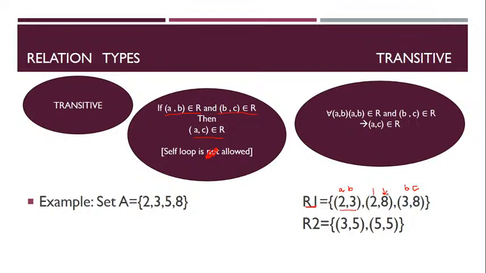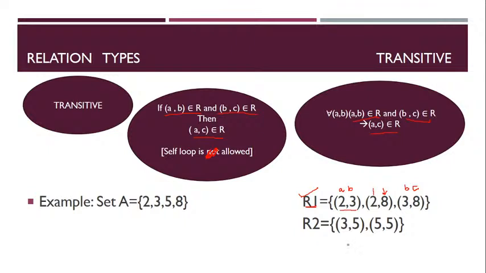So 2, 3 and 3, 8 give us the information that 2, 8 must be there in the relation. So 2, 3, 3, 8 gives 2, 8. And 2, 8 is present, and that's why we can consider this R1 as a transitive relation. In a transitive relation, what we expect is that if AB is present in the relation and BC is present in the relation, then AC must be there in the relation. So R1 is transitive. What about R2?